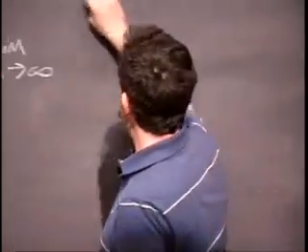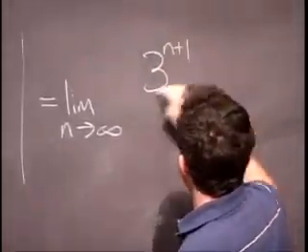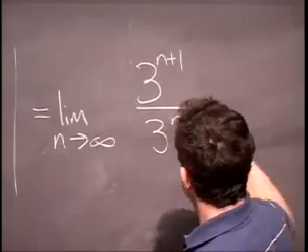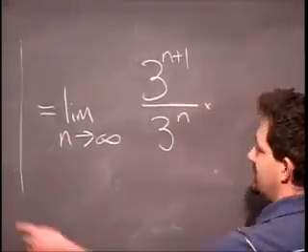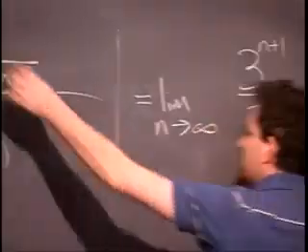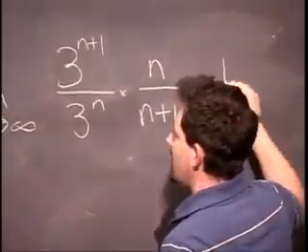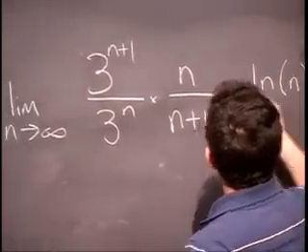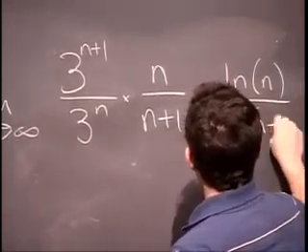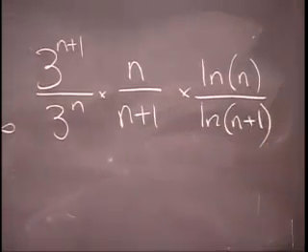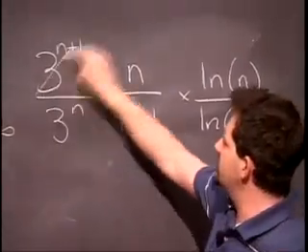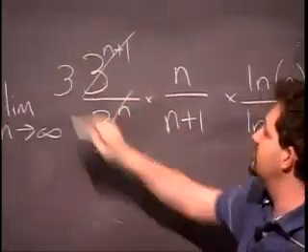And let's group it. We get 3 to the n plus 1 over 3 to the n. The n log n is going to come all the way on the top. So we'll have an n over n plus 1. And we'll have also a log n over log n plus 1. All right, so there's 3 different terms. This just cancels down to 3, no problem.